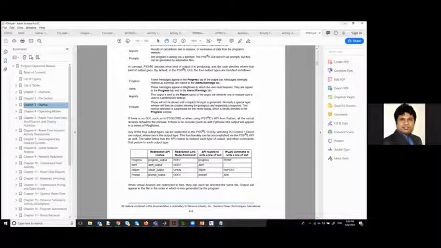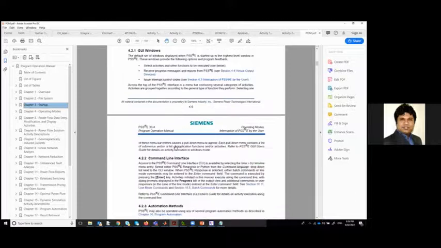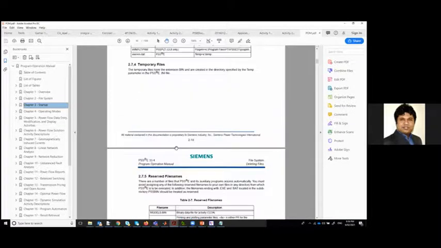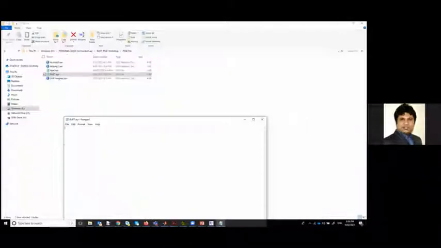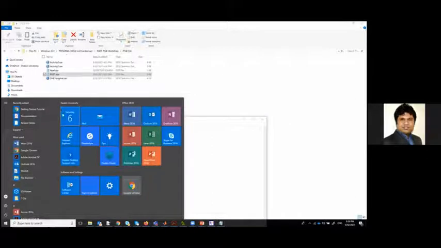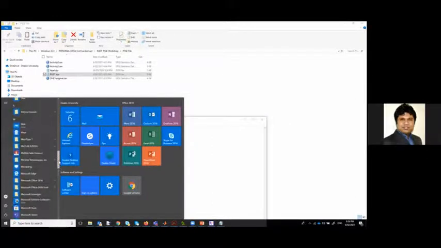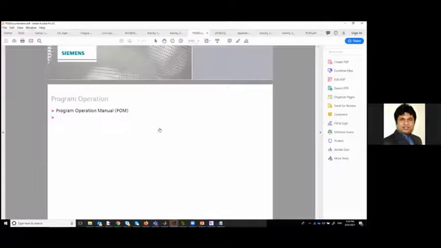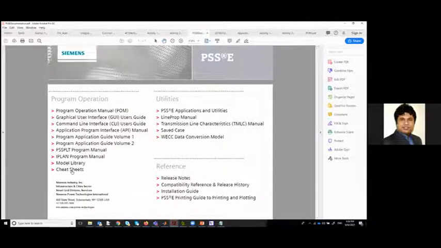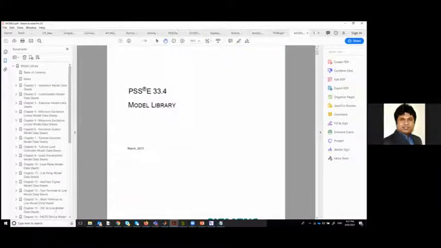So what I want to show you, let me take you to the other one. We need to go to the model library to do the dynamic model. Let me go back to open that. These cheat sheets are new, they were not there before. If I click on model library, because that is our interest, this is basically the dynamic modeling.